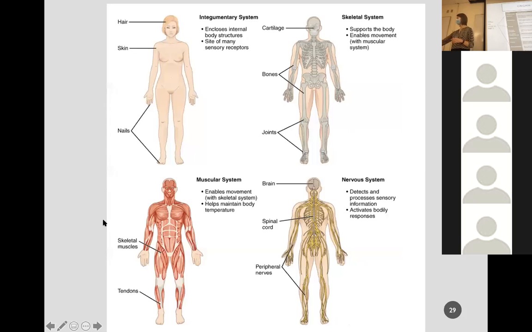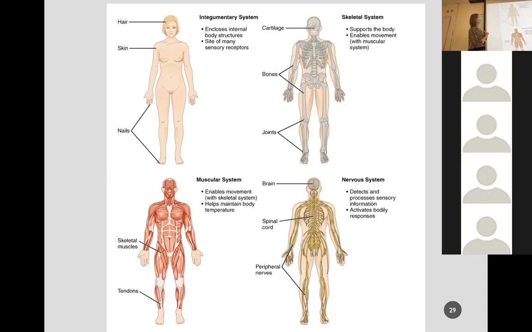All right, so let's go through each of these at a fairly superficial level. So not going to get into a whole lot of detail. I put the bullet points here that I think are important. There's a lot more that goes into these organ systems, but I've put the important organs as well as they're noted on the diagrams, as well as the main functions.